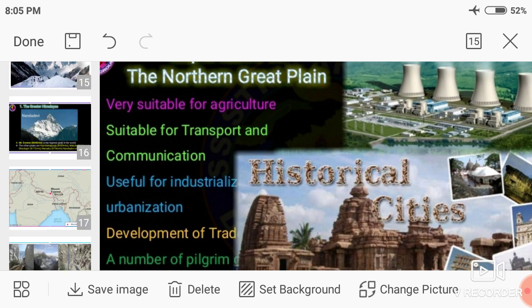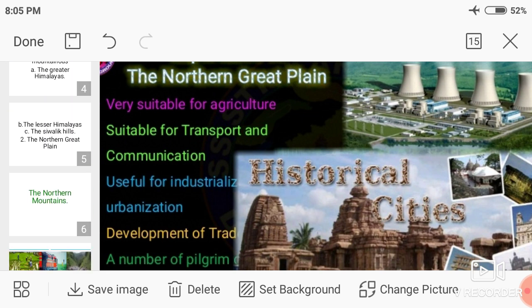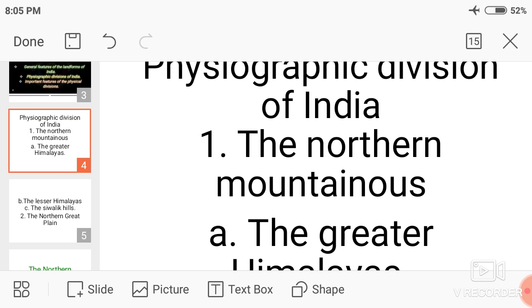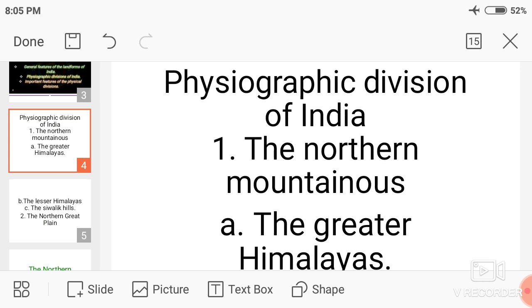Understand? Okay, dear students, in this class we discuss the physiographic divisions of India. On the basis of physiography, India can be divided into four major divisions: the northern mountains, the northern Great Plains, the peninsular plateau, and the coastal plains and islands. In this class, we will learn about the northern mountains and the northern Great Plains.